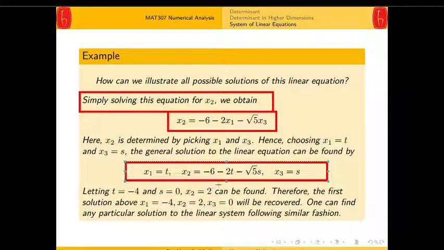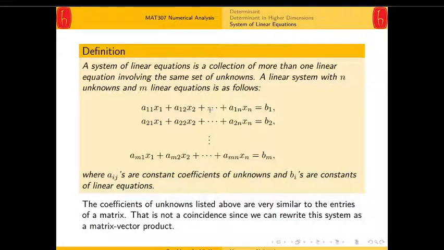Then one can also find any particular solution to the linear system in similar fashion. So if, for example, t is 0 and s is 1, or t is 100 and s is basically 1 million, this will still be a solution as long as we apply the same formula. So this will be a family of solutions. Next, we have another definition.